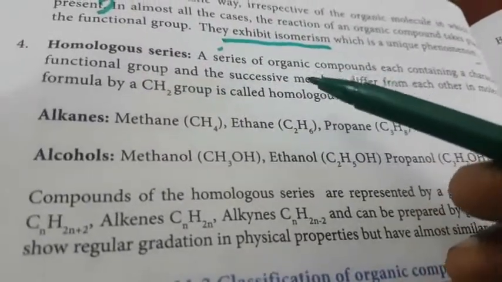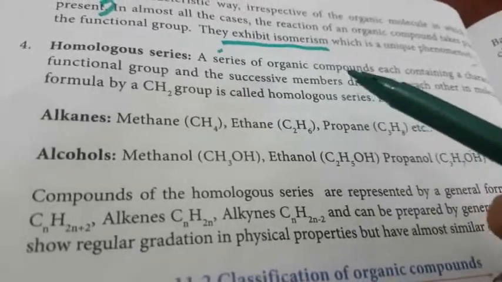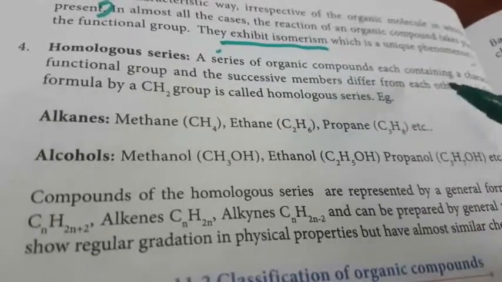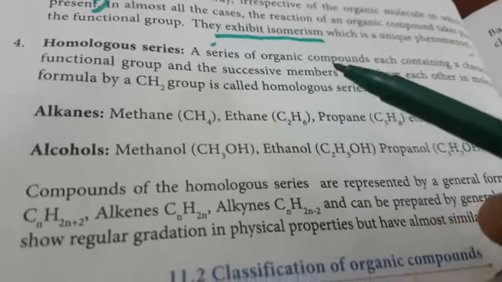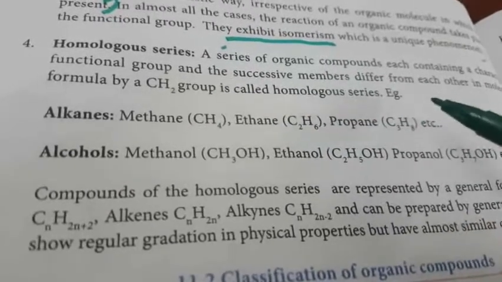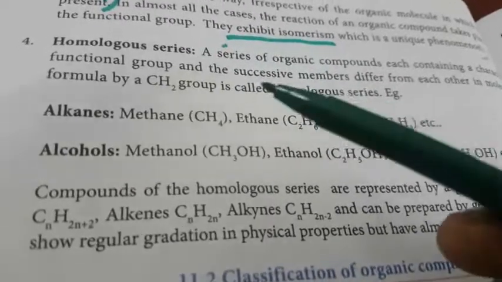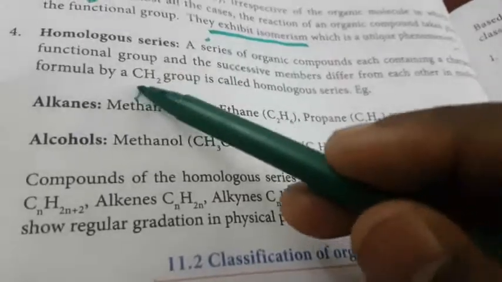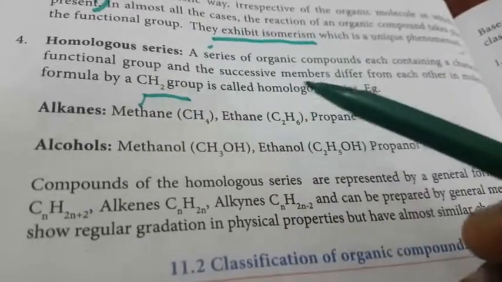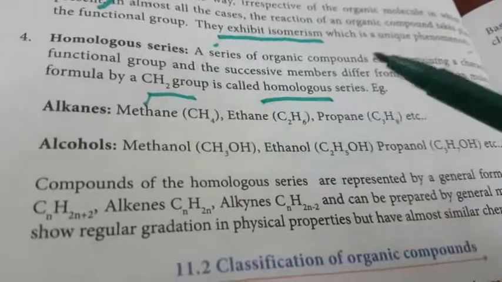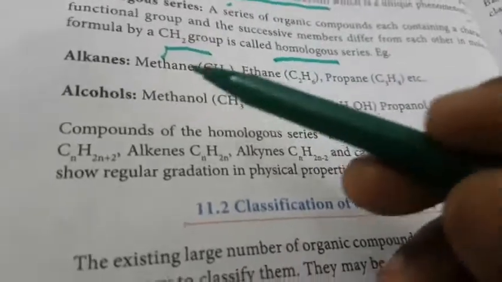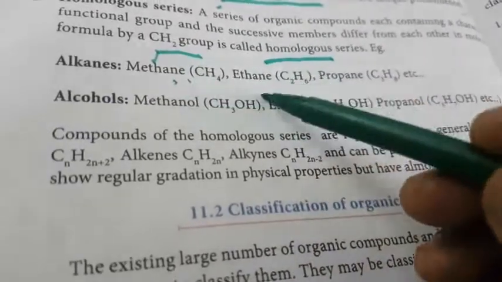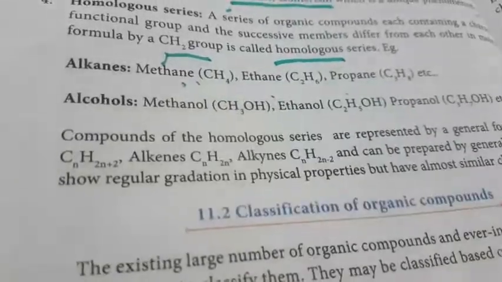Everyone studied this in the 10th standard. What is meant by a homologous series? A series of organic compounds containing the same functional group, in which successive members differ from each other by a CH2 group, is called a homologous series. What are the homologous series? Alkane: methane, ethane, propane. What is the difference between them?